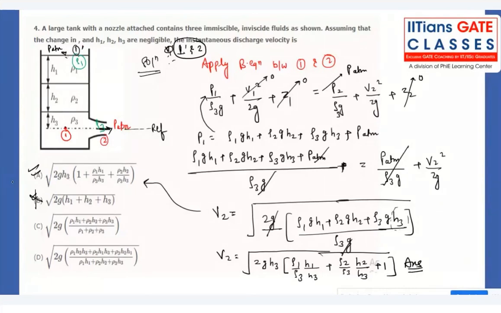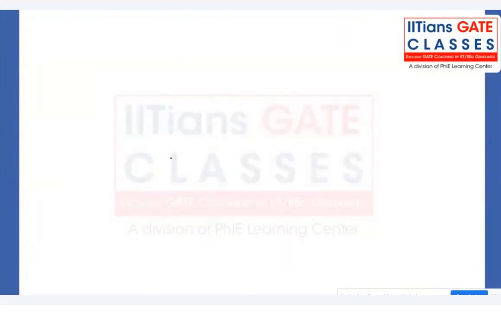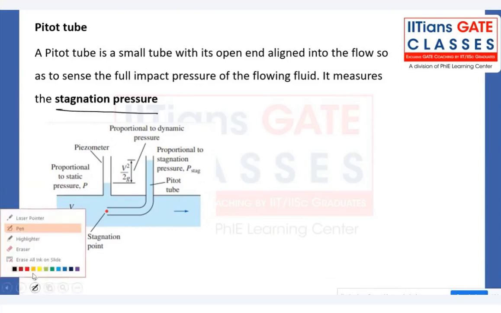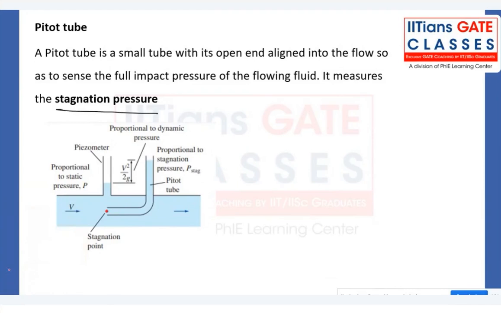Done. Okay, guys, note down the next concept. Pitot tube. Now, pitot tube here, very first of all, it measures stagnation pressure, right? But what is the principle behind this pitot tube? That is what we have to understand. Pitot tube is also one of the examples of the Bernoulli equation, right? The fundamental principle behind this pitot tube is the Bernoulli equation.